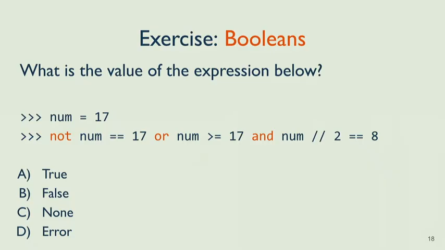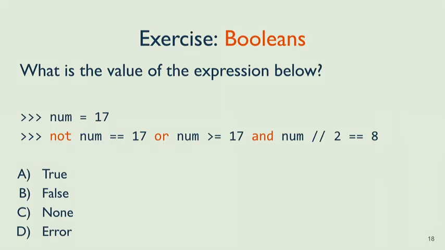So, remember, we have to think about the order of the operations. What's the first thing at the top of the order of operations that we have to do? The not. So first, we check this not. What is not referring to? Num is equal to 17. Is num equal to 17? Yes, that's true. But with this not, now this whole thing becomes false, right?